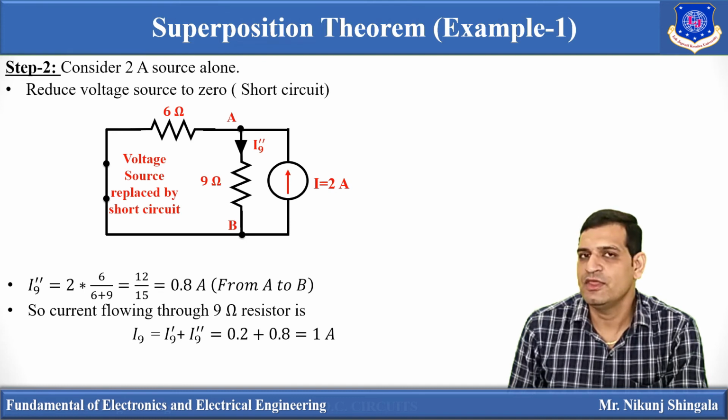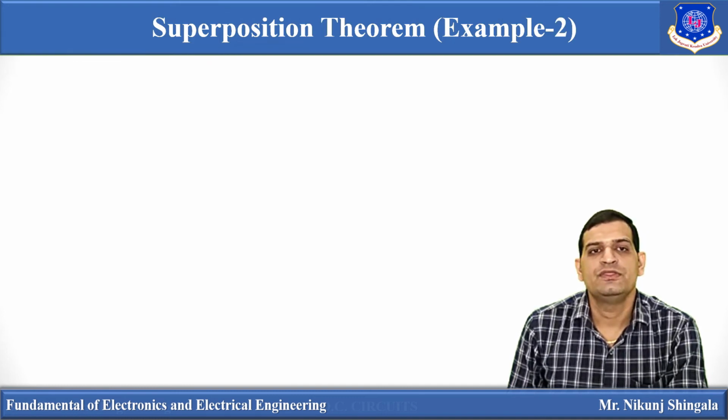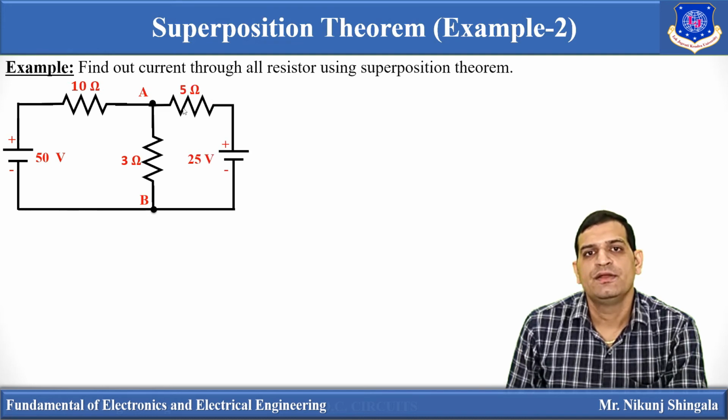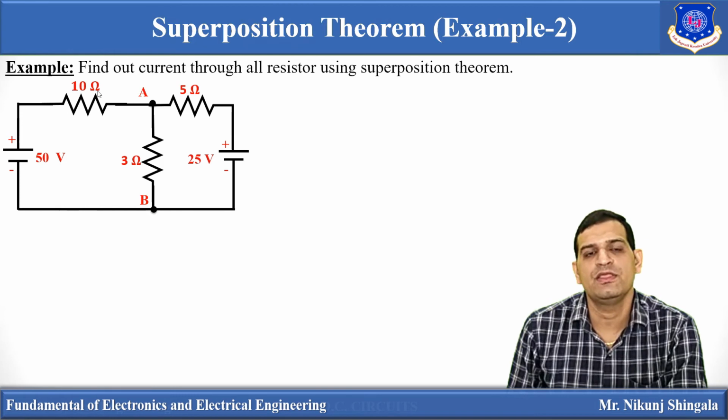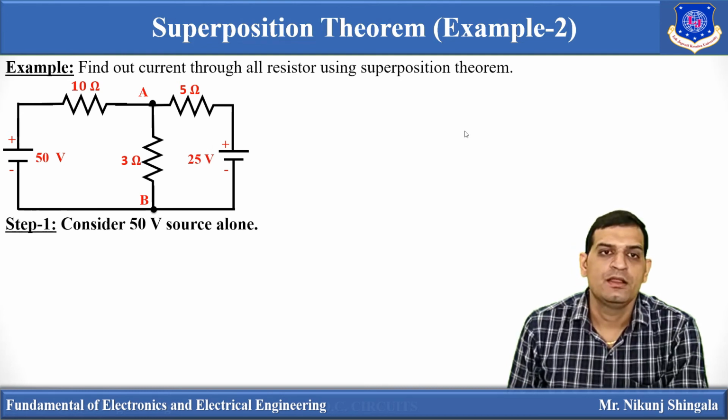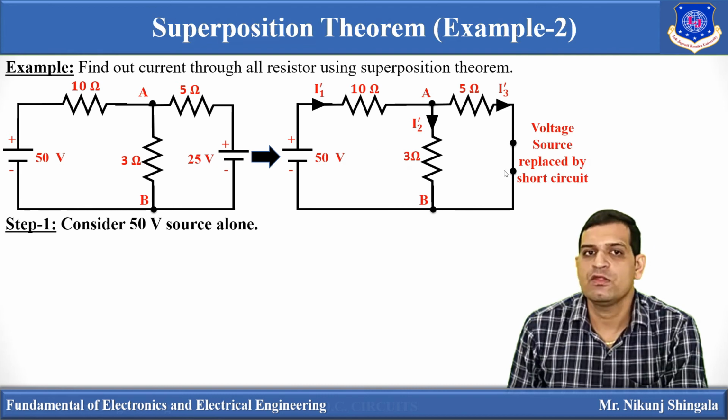Now let us take another example based on superposition theorem. In the given circuit, we have to find the current through all the resistances, that is the current through the 10 ohm resistance, 3 ohm resistance and 5 ohm resistance using superposition theorem. The network consists of two sources, both voltage sources. Suppose we first consider the 50 volt source in step 1. Now the network looks like this one.